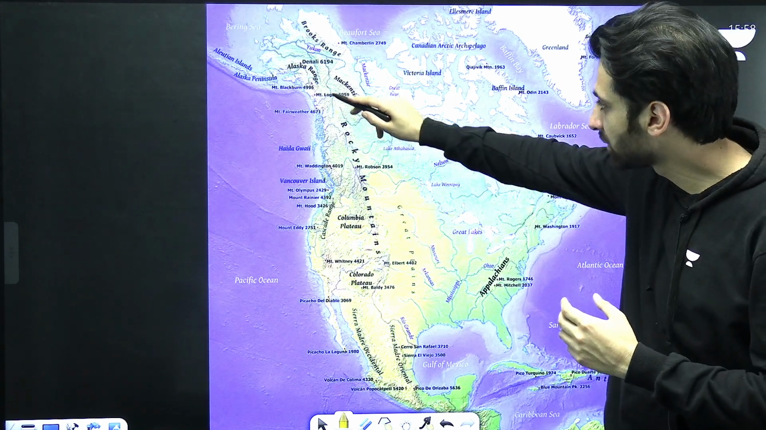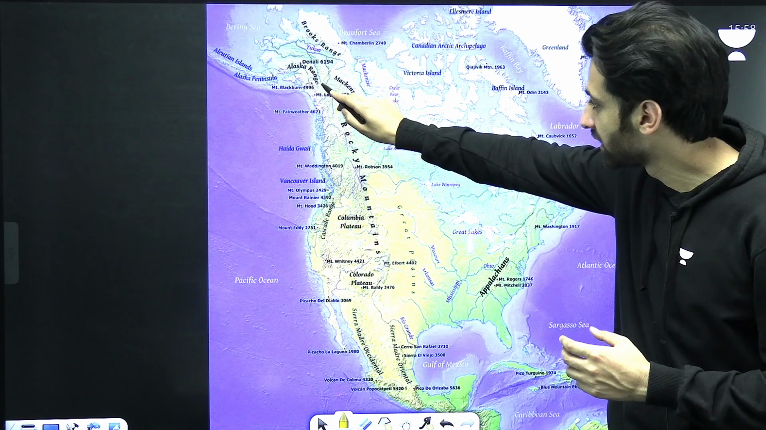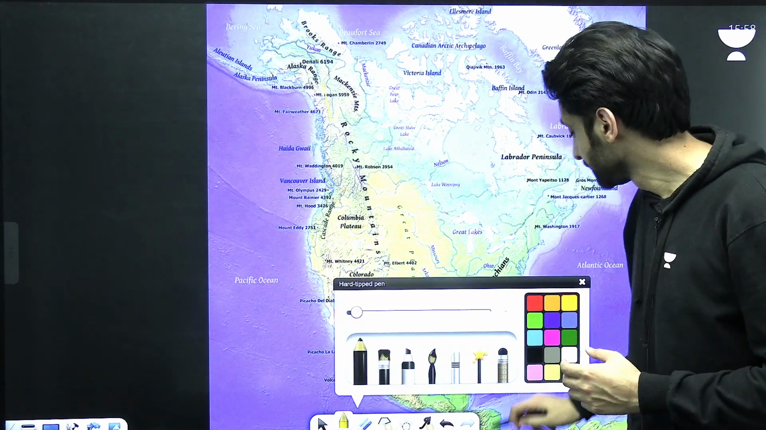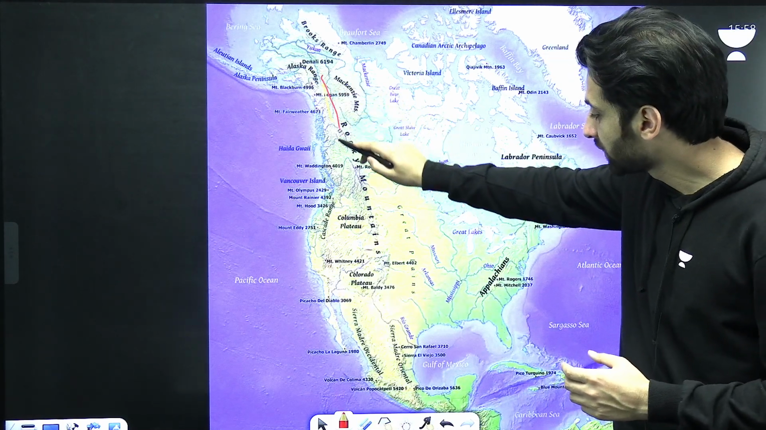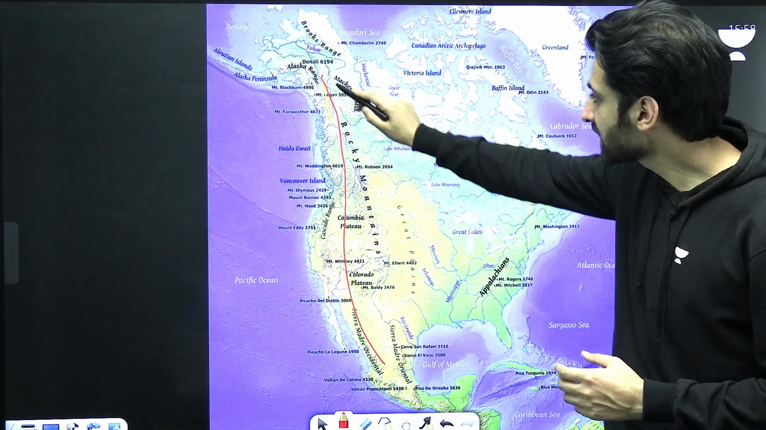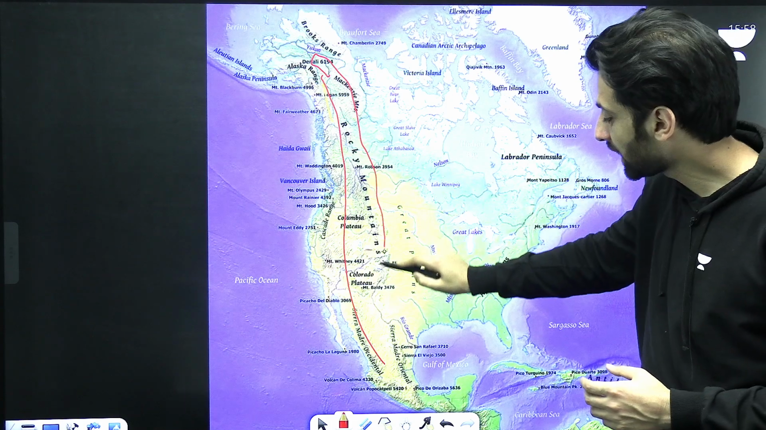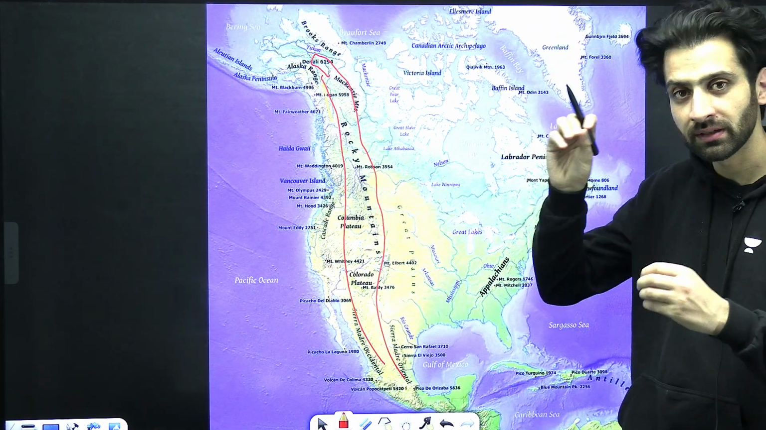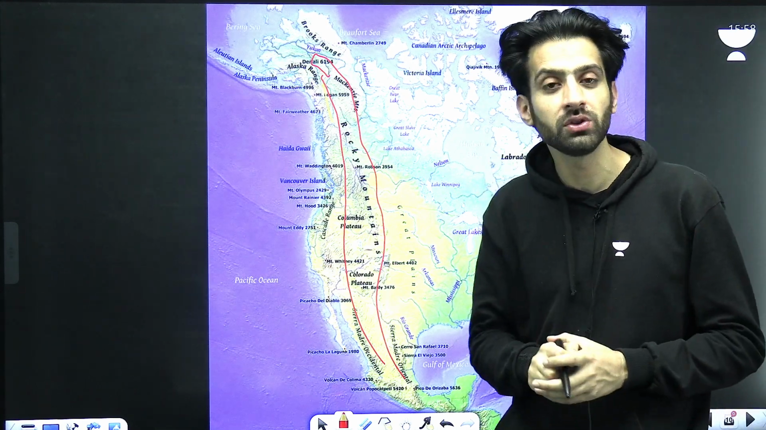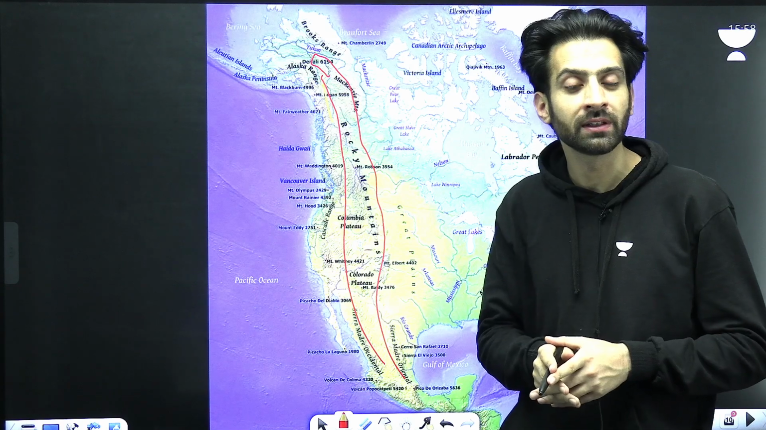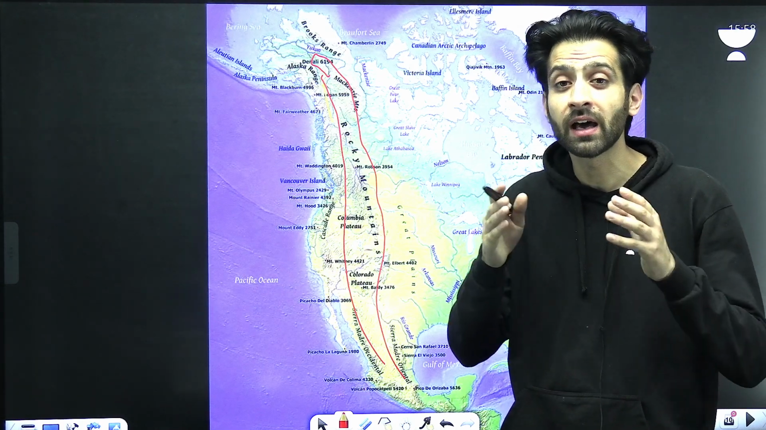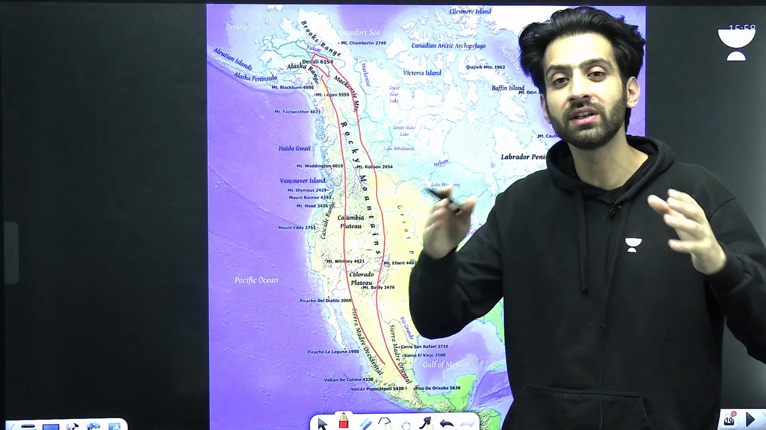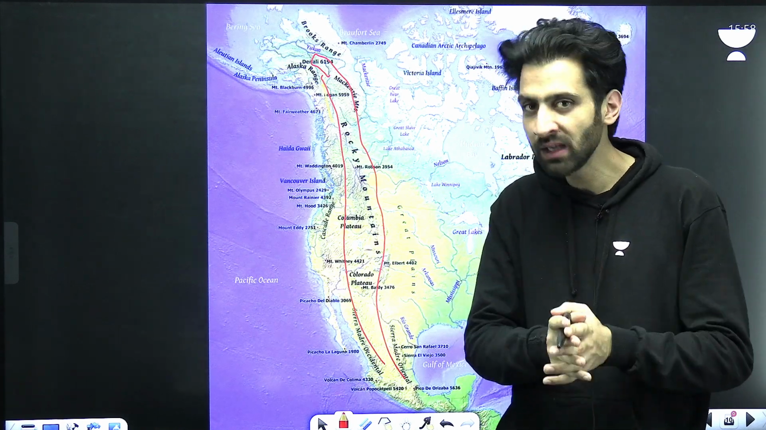First, this is the Rockies mountain range, this range. This is the Rockies mountain range and it starts from Canada and goes up to Mexico. This is very important. Just remember, we saw a similar kind of a range in South American continent as well, and that was the largest, the longest range in the world. What is the name of that range?